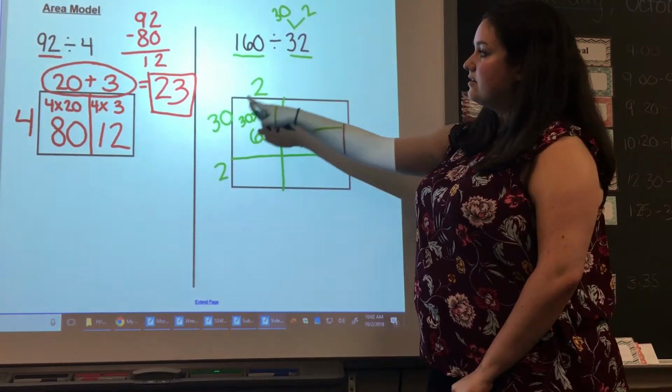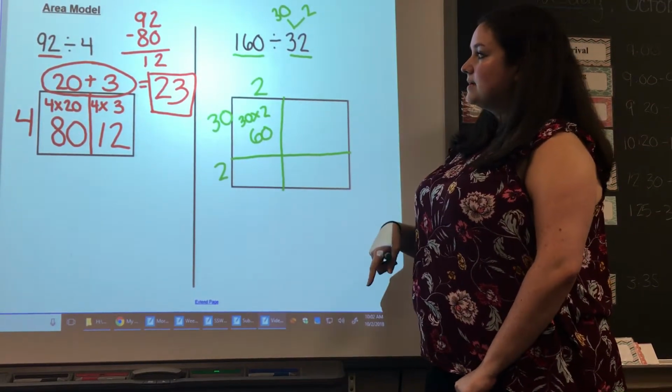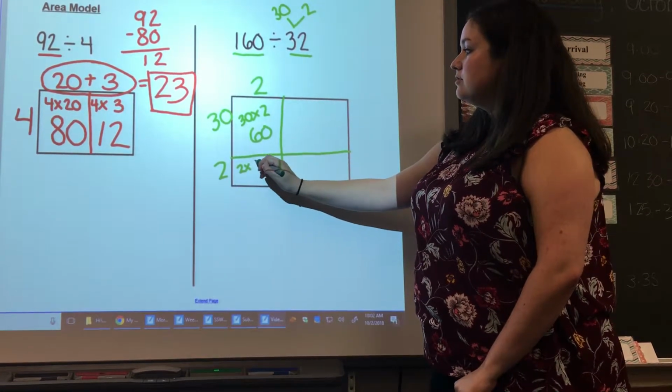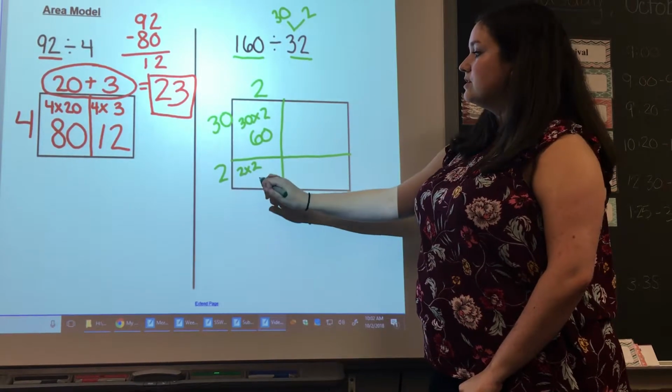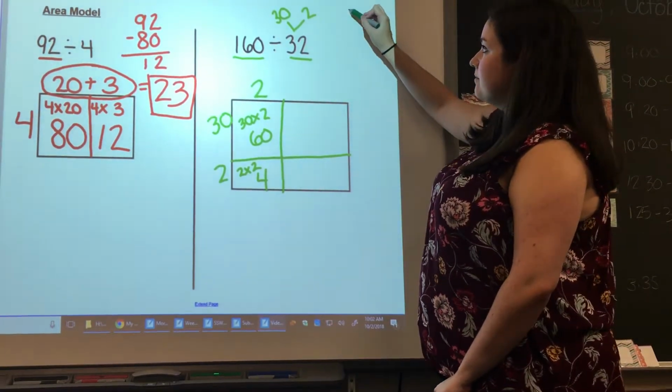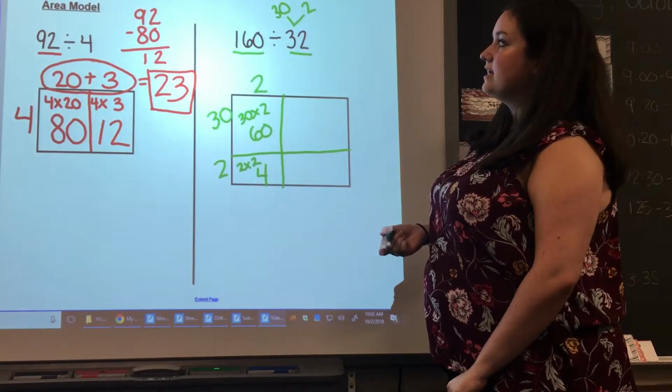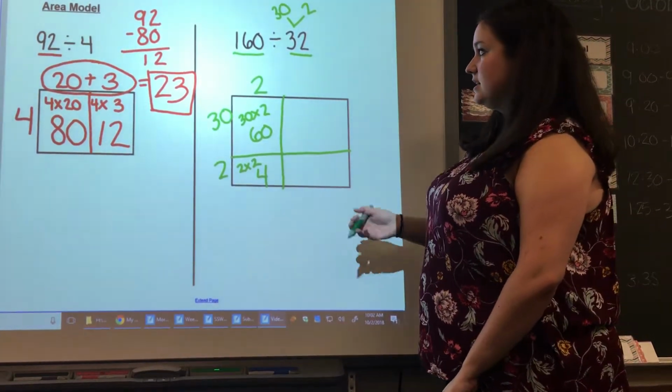Because we did this here, 30 times 2, just like a multiplication array, you also have to do your second number. So 2 times 2 is 4. So far, I have used up 64, and I'm trying to get to 160.